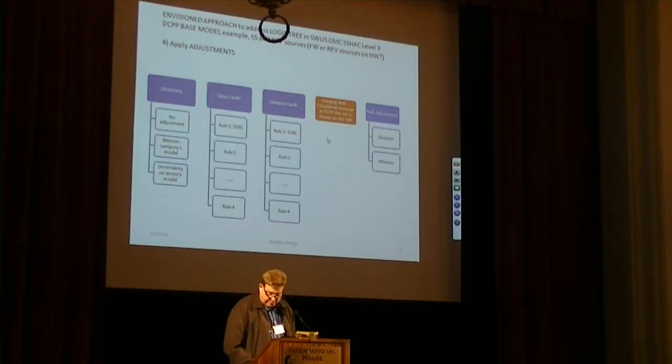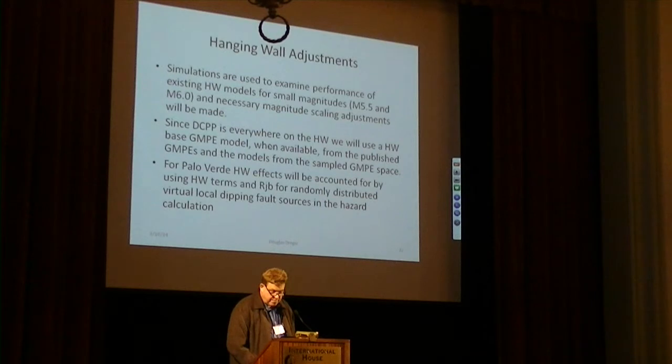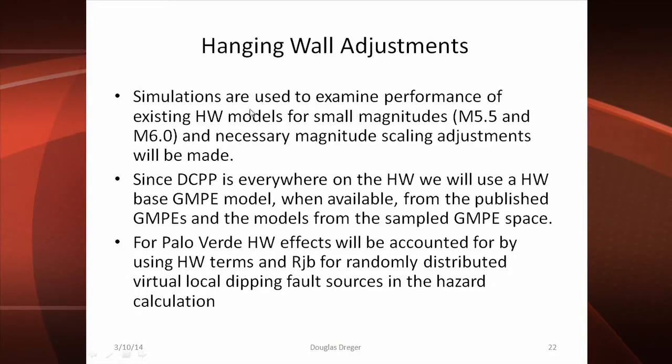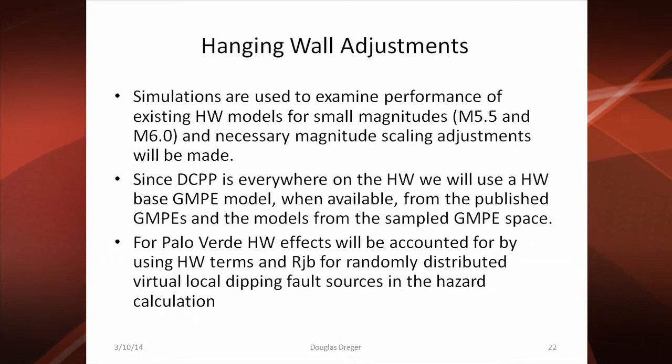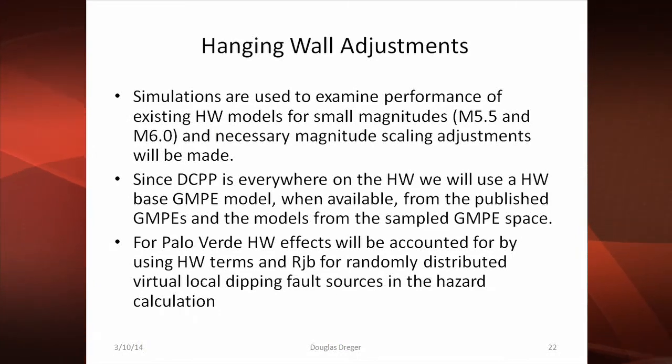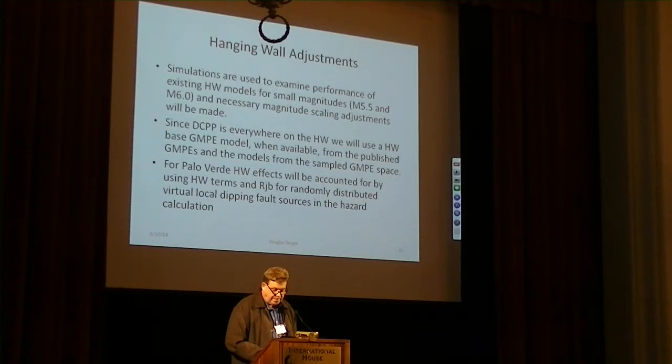Okay, so the first bullet is that one of the things that we're actually in the process of doing now is to use the simulations to look at the magnitude scaling adjustments that need to be made to existing GMPEs for the magnitude 5.5 and magnitude 6 simulations, and relating them to the larger simulations that were used in the earlier work.